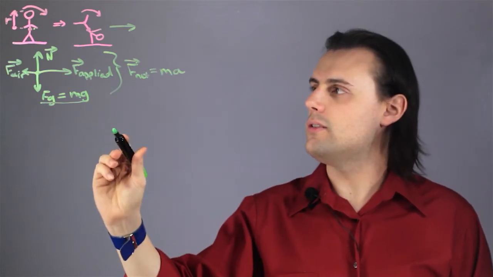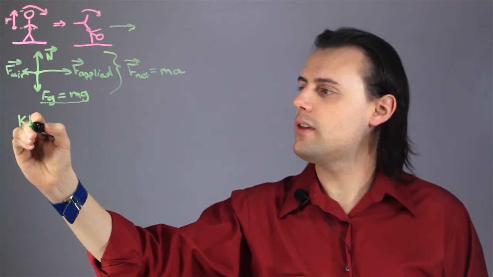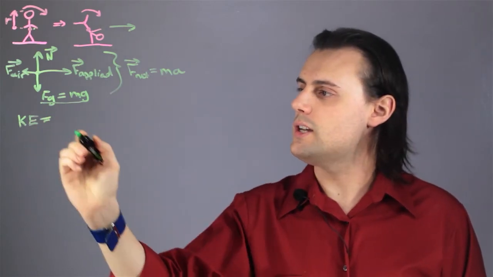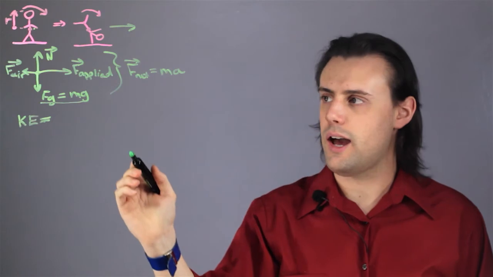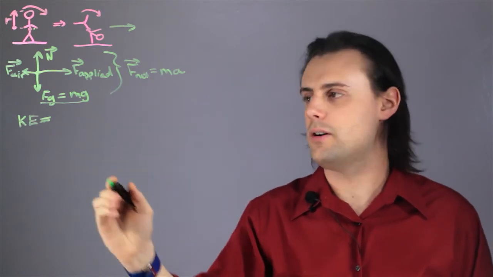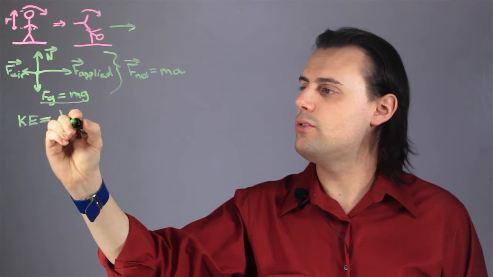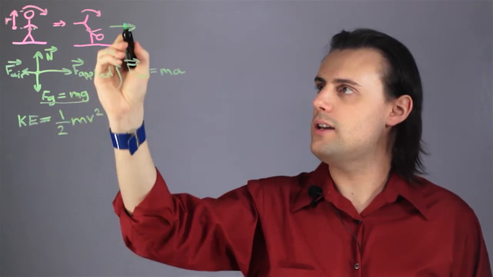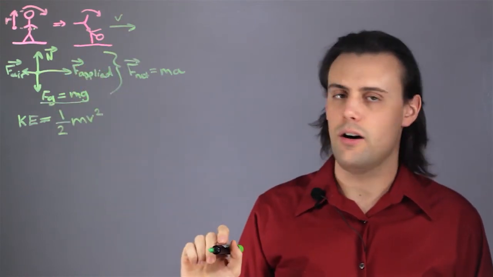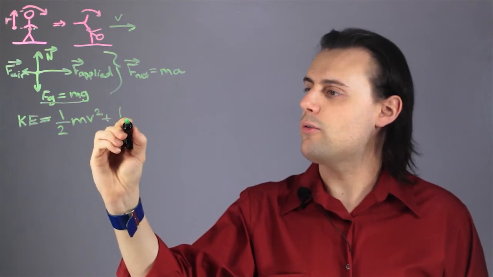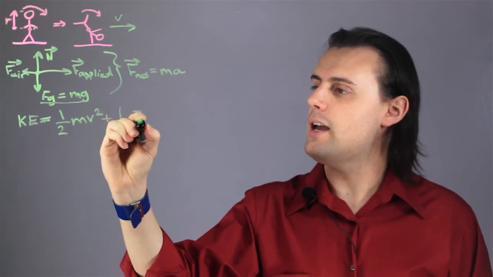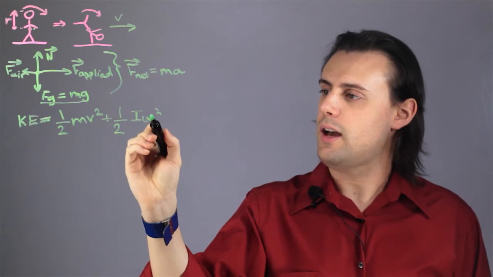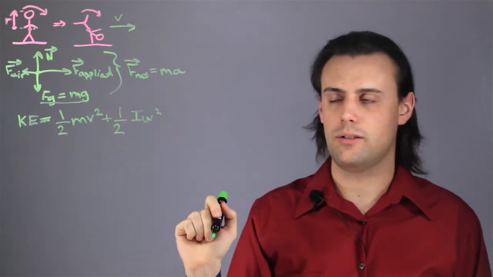Now, we can also consider the kinetic energy that the man experiences during his cartwheel process. And the kinetic energy will have two parts to it. It's going to have a translational part and a rotational part to it. The translational part will be equal to the standard 1/2 mv squared, where m is his mass and v is the velocity he experiences after pushing himself off the ground. And we're going to have a rotational part, 1/2 I omega squared, where I is his moment of inertia, the rotational inertia, and omega is the rotational velocity.